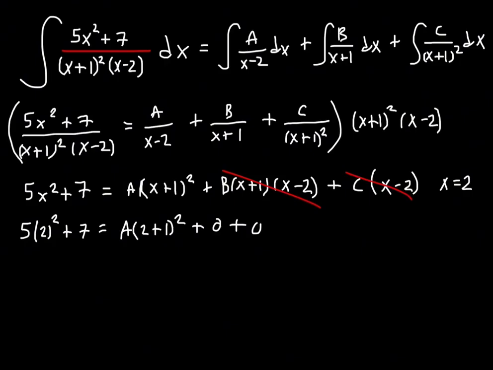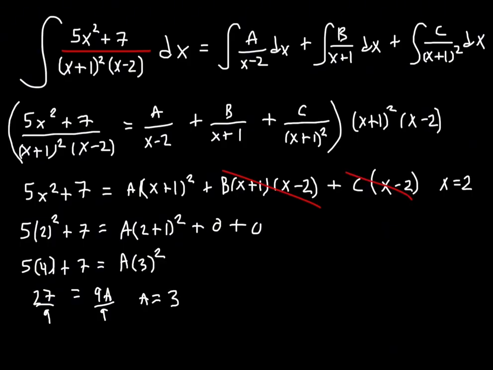plus 0 plus 0. So then 5 times 4 plus 7 equals a times 3 squared. So 5 times 4 is 20 plus 7 is 27, which is equal to, 3 squared is 9, so 9 times a is just 9a. So I'm going to divide by 9 on both sides, then I get a equal to 3. So when I substitute x with 2, I got a equals 3.